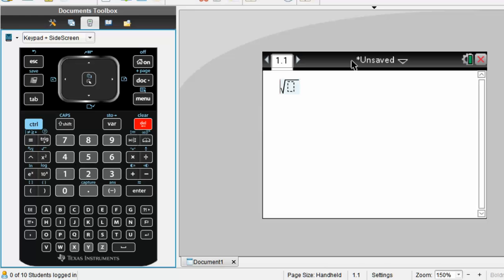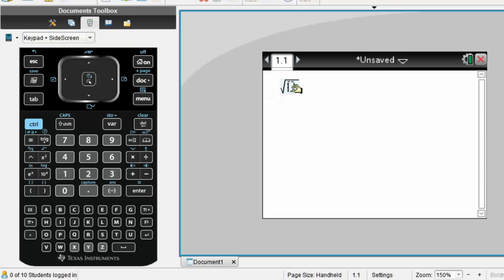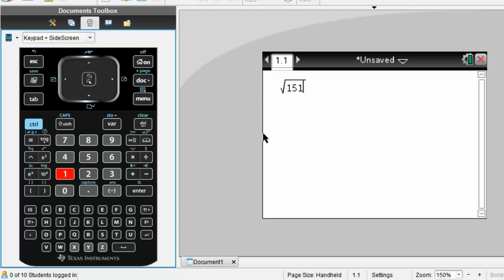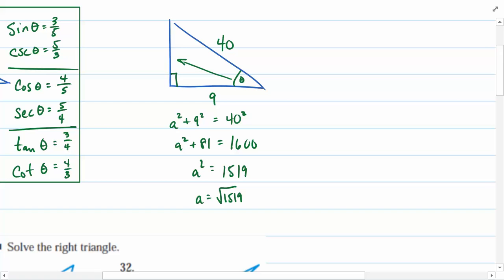Oops. Let's get back inside here. 1519. Okay, so that does reduce. We'll call this 7 times the square root of 31.